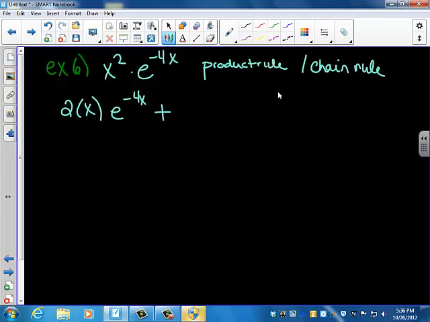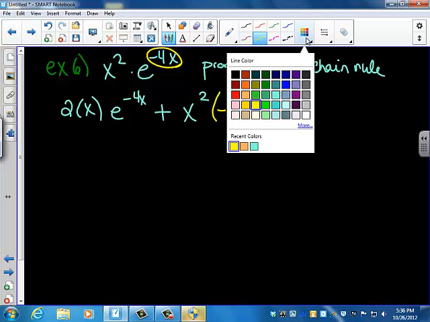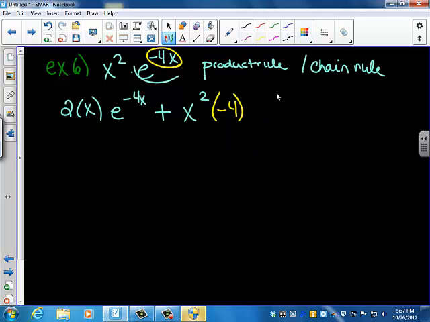Plus, now we have to do the derivative of the second times the first. So let's write my first down, which is x squared. Now let's take the derivative of e to the negative 4x. Well, the derivative of the inside, what's the derivative of negative 4x? Negative 4. And what's the derivative of the entire thing? Well, that's just e to the negative 4x.